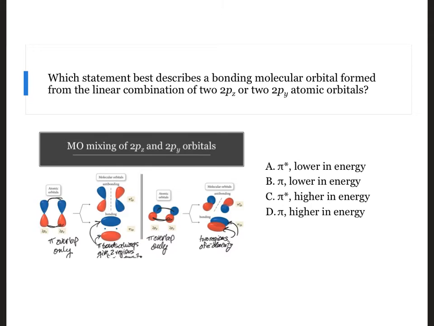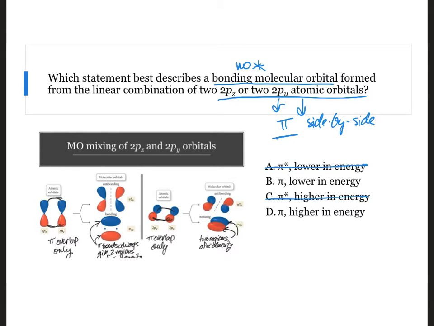All right, so for this question, which statement best describes a bonding molecular orbital? So now we're looking for something without a star, and it's going to be formed from the linear combination of two 2pz or two 2py atomic orbitals. This piece is important because it tells us it has to be this pi or side by side overlap. So we're looking for something that has a pi and no star. All right, so pi with a star has to go.